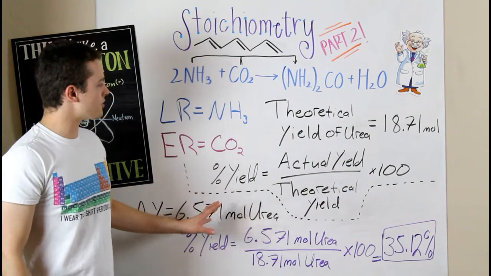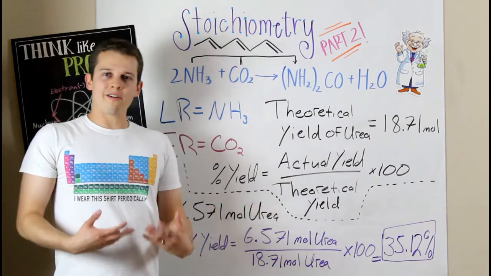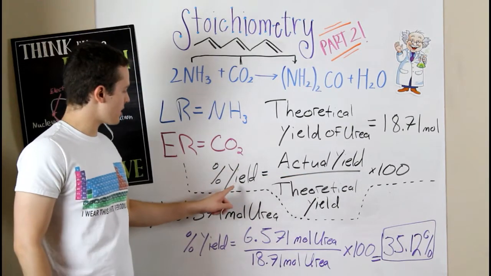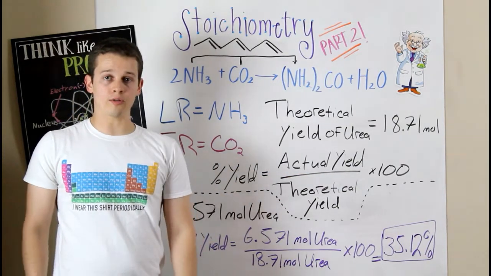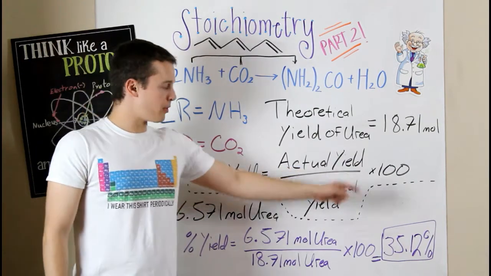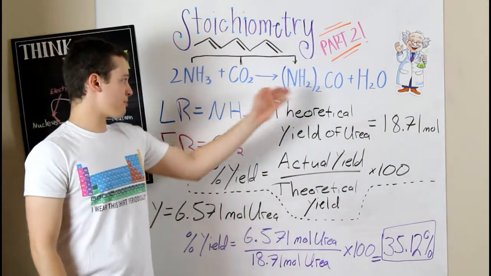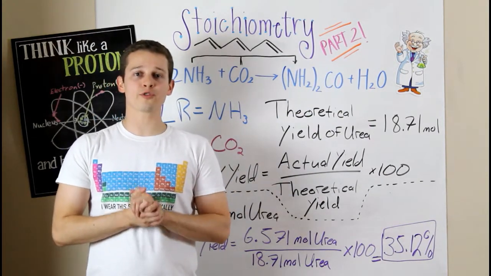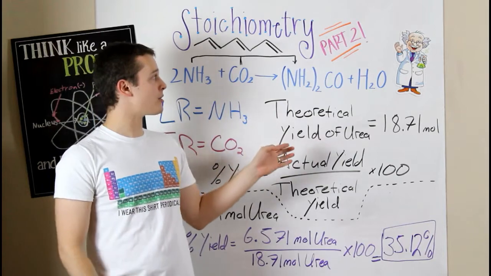So with actual yields, the only way we're going to ever have numbers for those is if we're solving for it. In this case, you're always going to be given a percent and a theoretical yield. Or if you actually do the experiment itself and come up with an actual yield via experiment, via actually running this reaction.